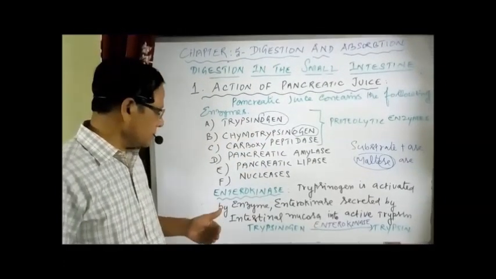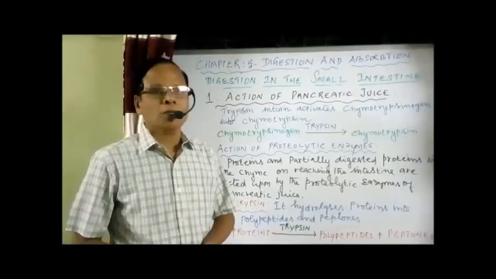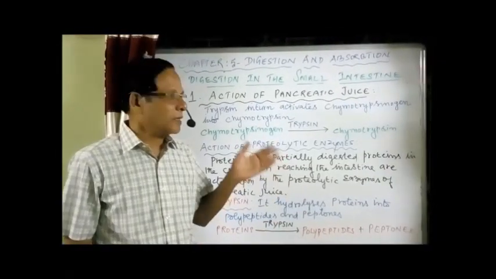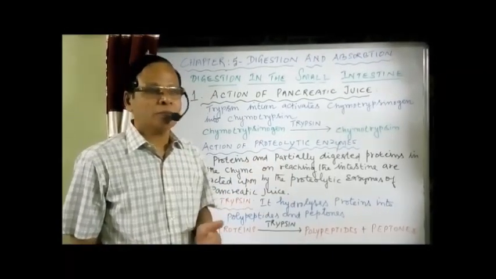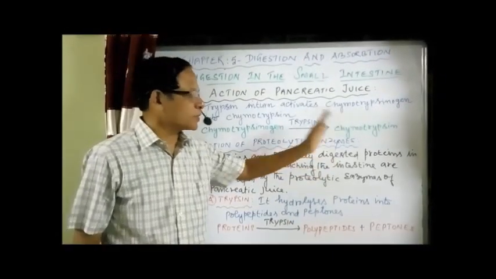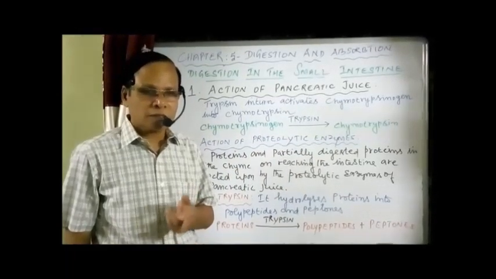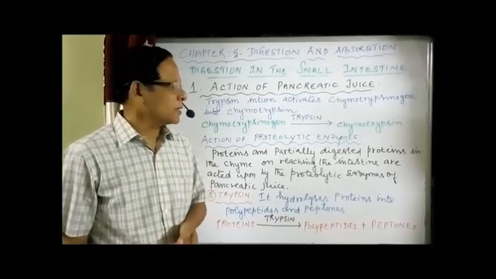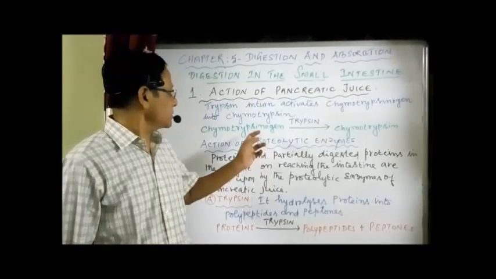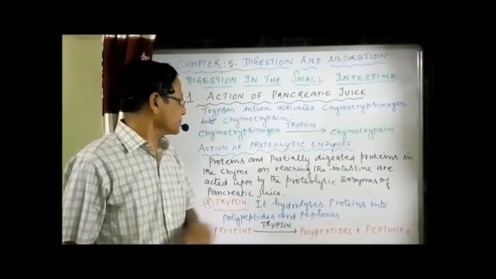Now let's see the role of each and every enzyme, how they work. Chymotrypsinogen, the enzyme in inactive form, is activated by trypsin to form chymotrypsin. This is activation. Trypsin is actually activated from trypsinogen with the help of enterokinase. Now this chymotrypsinogen gets converted into chymotrypsin by trypsin.